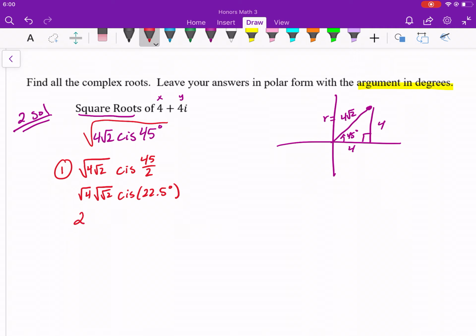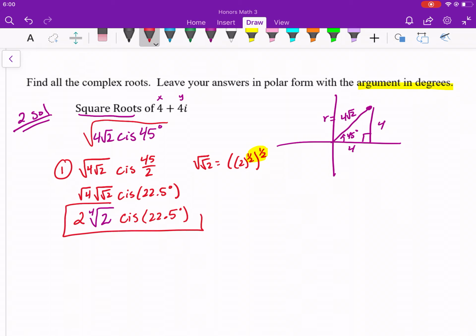So square root of 4 is 2. Now, the square root of the square root of 2, you can write as 2 raised to the 1/2 raised to the 1/2. Well, if you just use your exponential rules, you just multiply those. So this will be 2 and then the 4th root of 2, because it will be to the 1/4. And I don't know why I changed colors, but you're welcome. And then we got our 22.5 degrees.